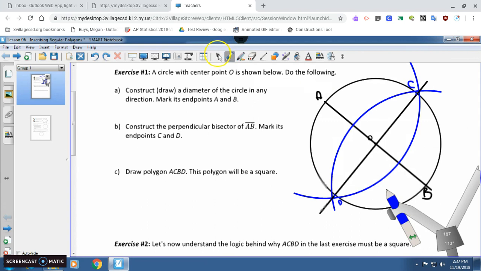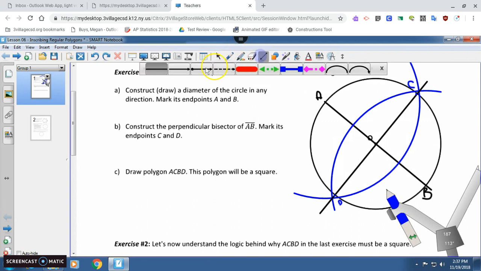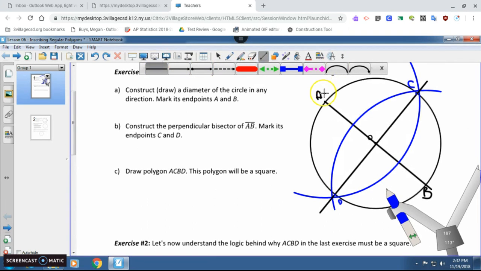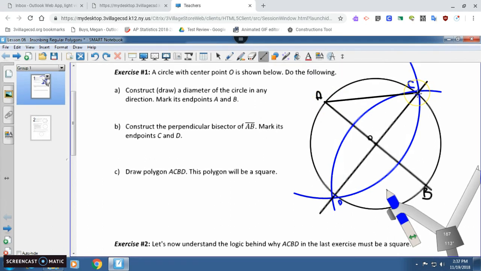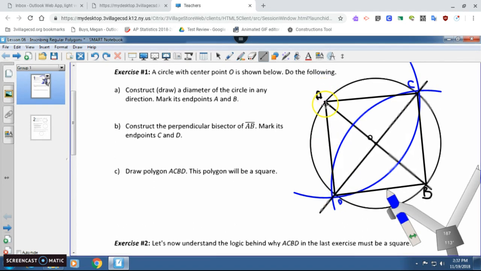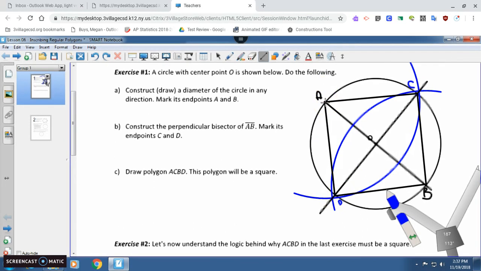Now that we have that drawn in, our last thing we want to do is draw the polygon, and we're going to connect A and C. Remember, those are both points that are on our circle. C to B, B to D, and D to A. You might notice that this looks like a familiar polygon. This is a square. All 4 of our sides are congruent, and that's how you would construct an inscribed square.